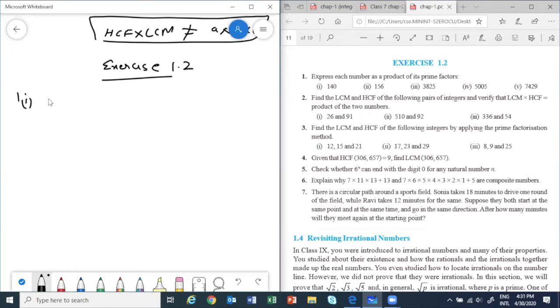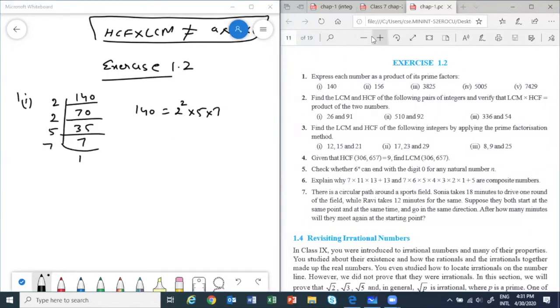Okay. So 140 easily you can find. 140: 2, 70, 2 times. Then 2, 35, 2 times. Then 5, 7, 5 times. And 7, 1, 7 times. So 140 can be written as 2 square into 5 into 7. Similarly do others. Correct. Nabiha, good.